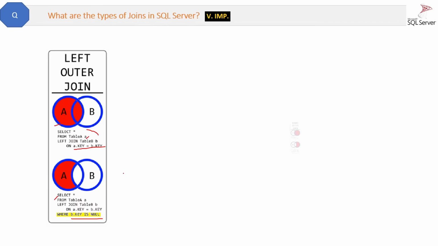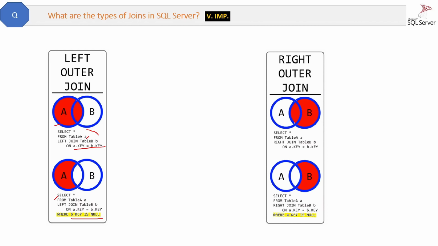Second type of join is right outer join. Similarly, as you can see in the diagram, it will return all the records from the right table and the matched record from the left table. So it is just opposite of the left join. Left join will give the left table records and the matching records of right table, and right join will get the records of the right table and matching records of the left table only.